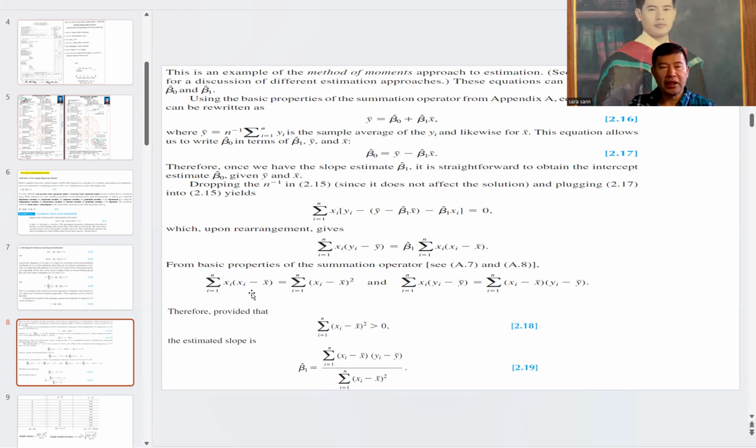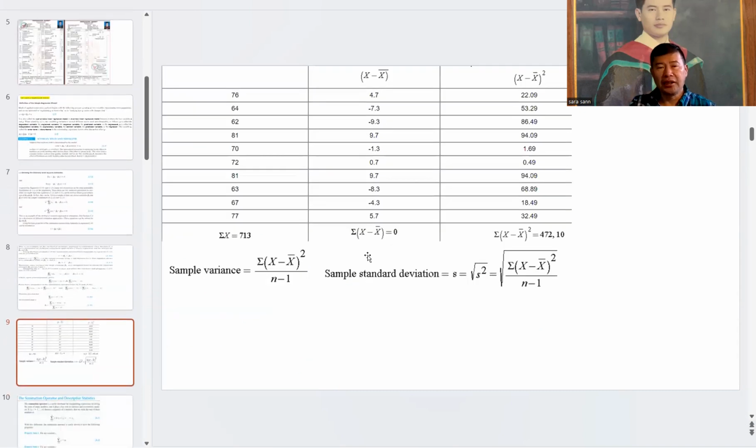So how do we get this equation? Now move to the next slide. It's from here. Now let's see the summation of x minus x bar, the distance from the mean. The summation equals 0. Students have to memorize this one: the summation of the distance from x to the mean equals 0. Move to another slide.